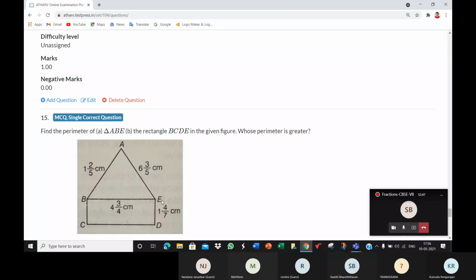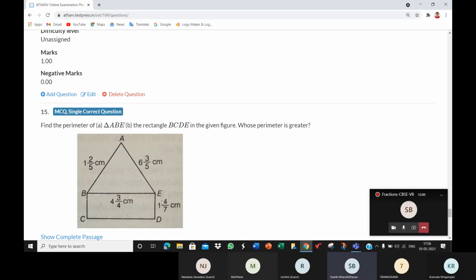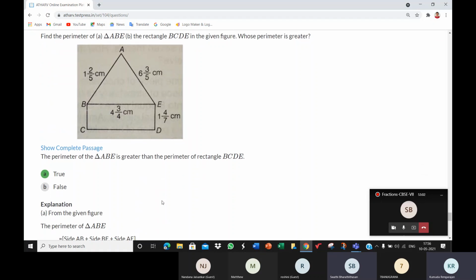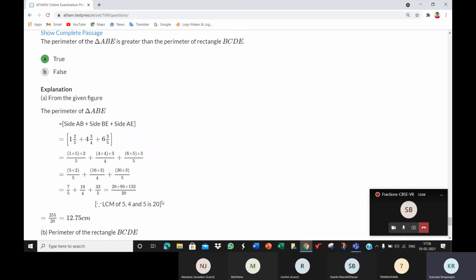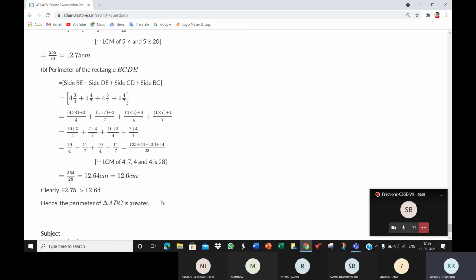CD? Ma'am, 4 3 by 4. DE? Ma'am, 1 4 by 7. BC? Ma'am, again 1 4 by 7. Because in a rectangle, opposite sides are equal. In a rectangle, opposite sides are equal.